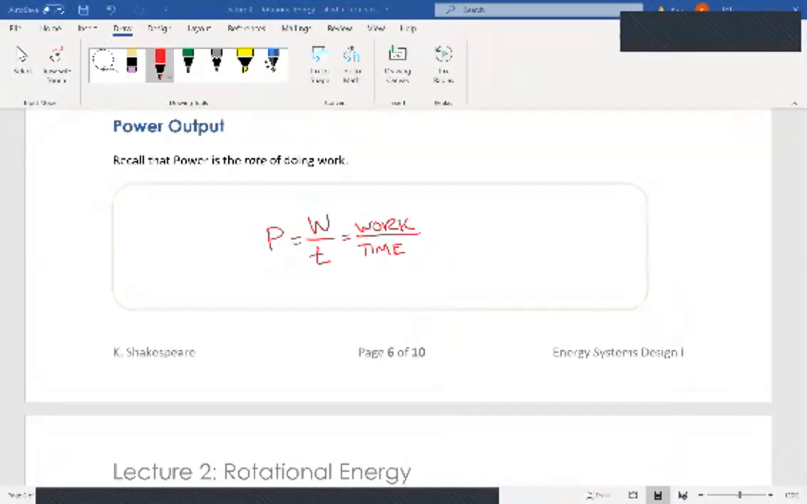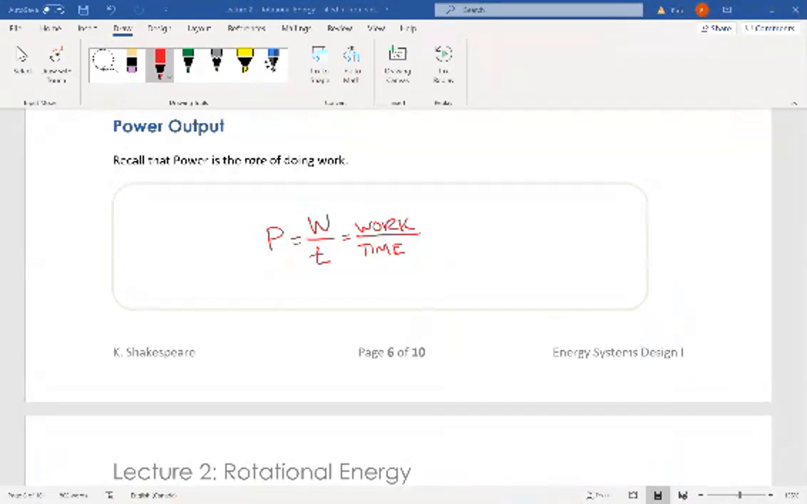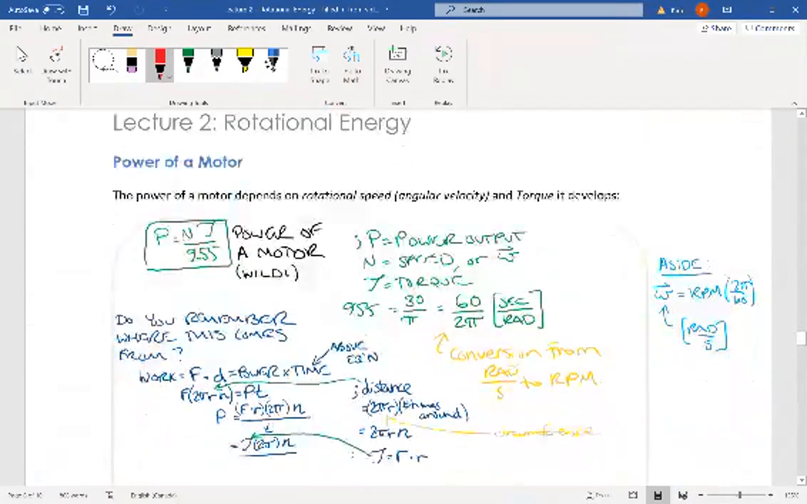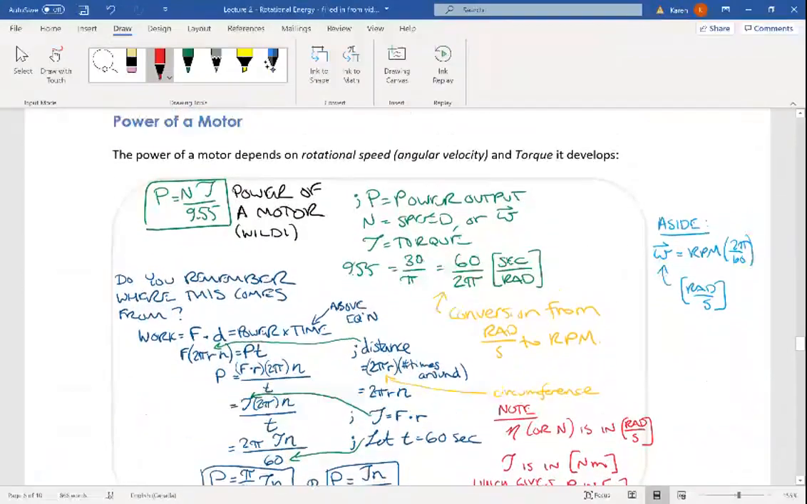So we've talked about torque, we've talked about moment of inertia, and we've talked about motors. Now I'd like to link all of them together and talk about motors and torque and moment of inertia. First, let's have a big reminder that power is the rate of doing work, so it is work over time.